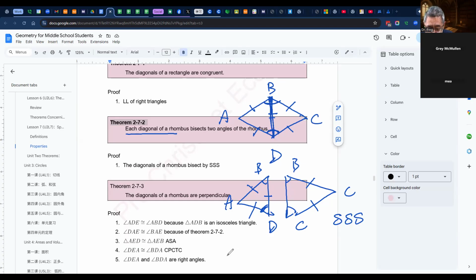Now, we can use the same way to prove this side. Basically we make two triangles, one on the top and one on the bottom. Again, this side is congruent to this side, this side is congruent to this side, and this is the common side. So therefore, SSS. And because of that, we know this angle is congruent to this angle, and this angle is congruent to this angle. So that's how we prove theorem 2-7-2. Okay, are we good on this one?